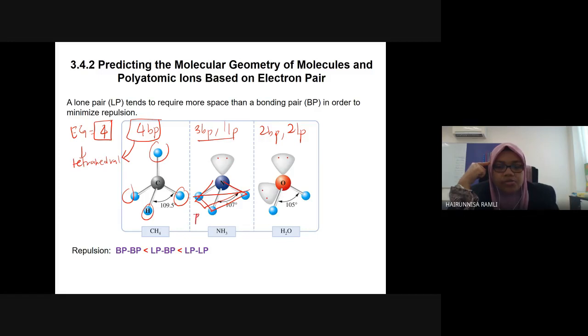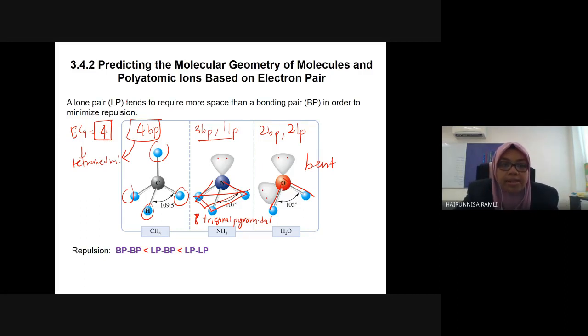Okay. Sorry. Trigonal pyramidal. Okay, and now for water molecules, dia cuma bentuk dia macam ni saja. So that's why bentuk dia bent. Okay, cuma yang ni slide ni sebenarnya nak tunjuk is actually for the angles.